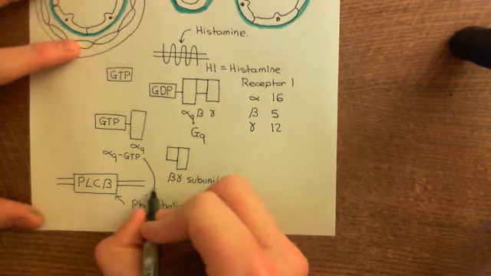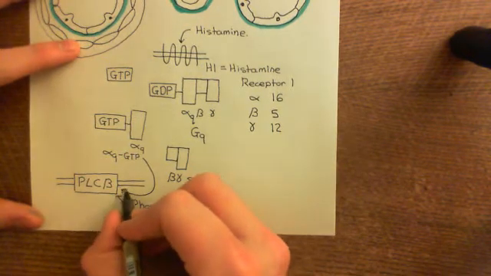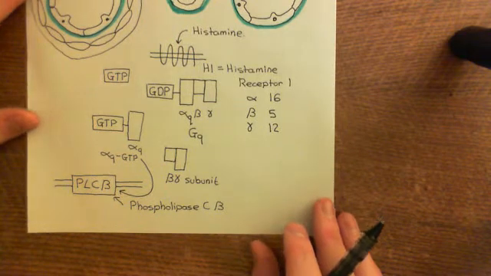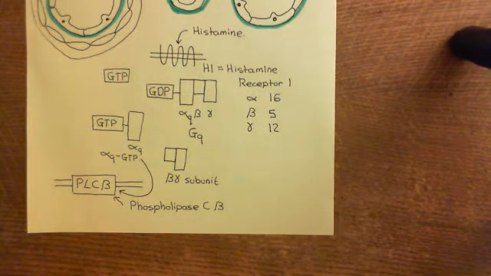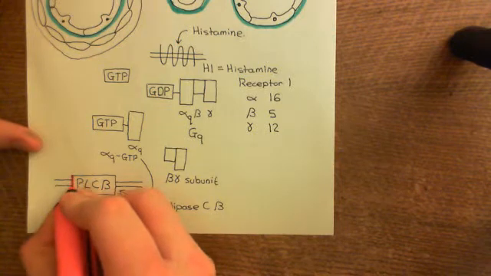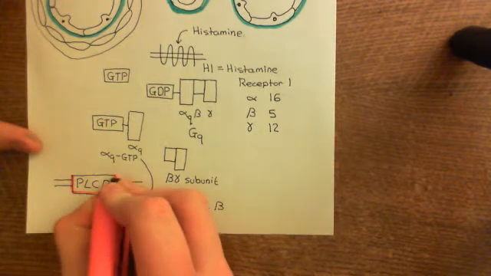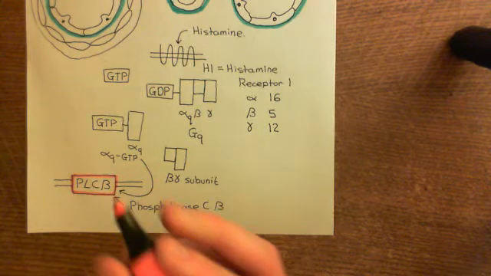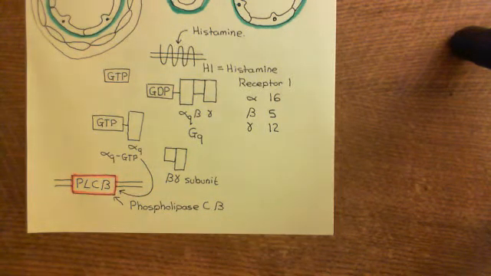So this alpha Q GTP subunit is going to bind to this phospholipase C beta and activate it. Let's colour a few of these in to make it look more interesting. We'll colour phospholipase C beta in red here. Now, phospholipase C beta was inactive. It wasn't doing anything previously, but now that you've bound this alpha Q GTP subunit to it, that will activate phospholipase C beta, and it's now going to act on a normal component of the phospholipid bilayer and break it down into two new molecules.